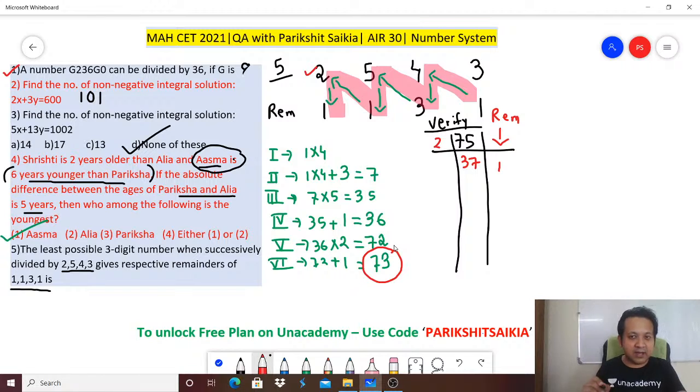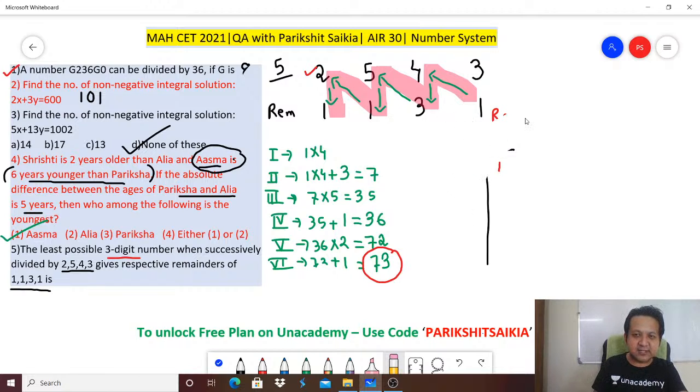But the examiner, what did he do? He actually said, you need to give me the 3-digit number. Do not give me any 2-digit number. So how do you calculate the 3-digit number? It's very easy. The first number is 73. What will be the second number?